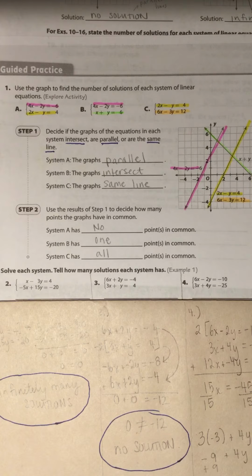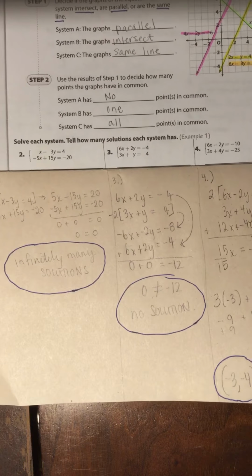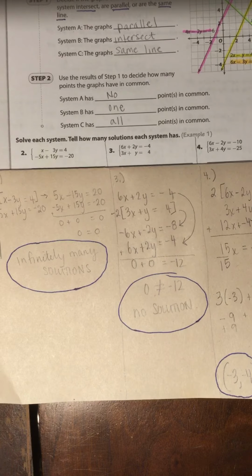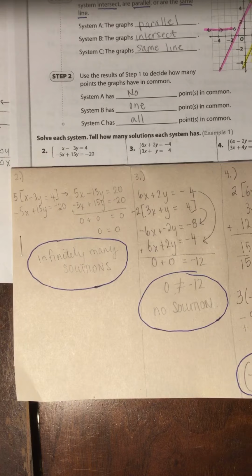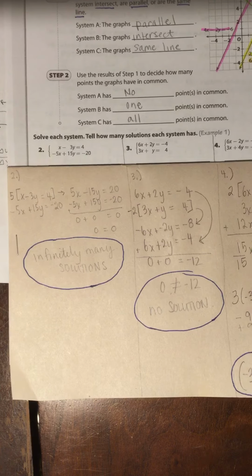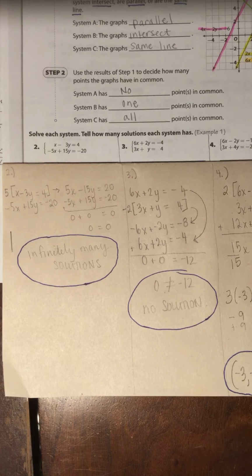2, 3, and 4 are asking us to again solve our problems for each of our different systems. Again, your choice on which method you would prefer to use, whether it is graphing, substitution, or elimination.